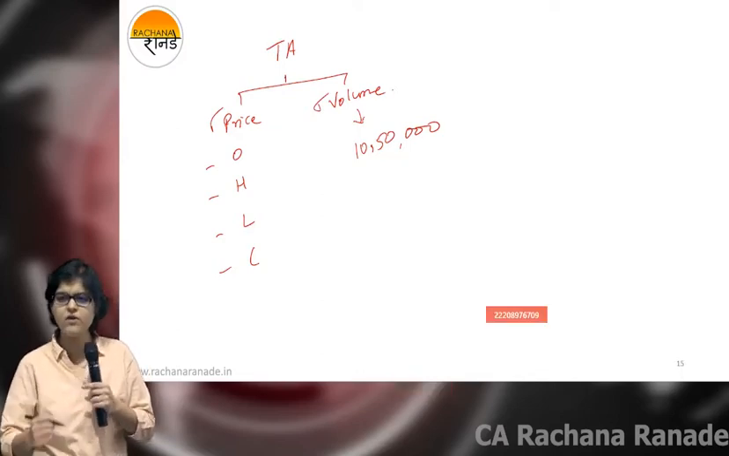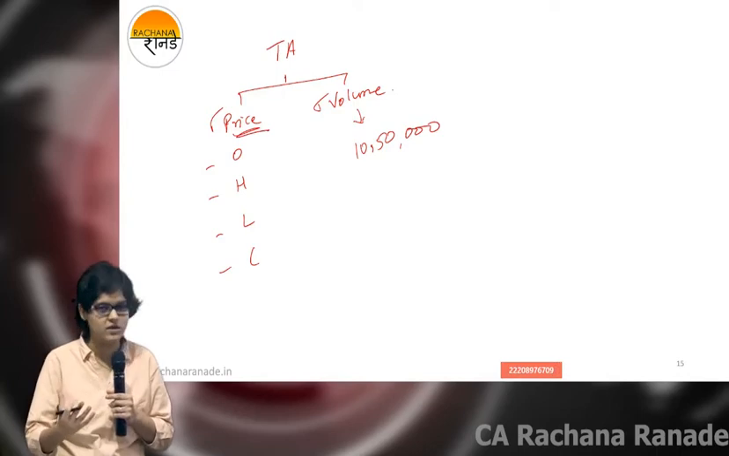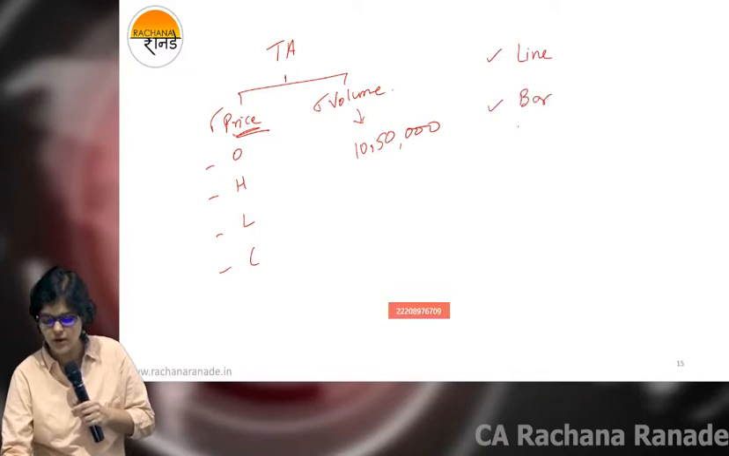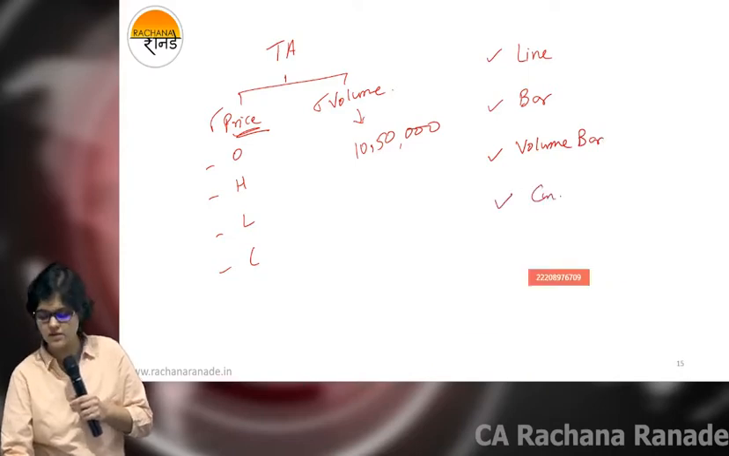Then we said that whenever we want to track any price movement, we can draw different types of charts. And the very first one we talked about was a line chart, followed by a bar chart, followed by a volume bar chart. And the last one which we discussed yesterday was a candlestick.